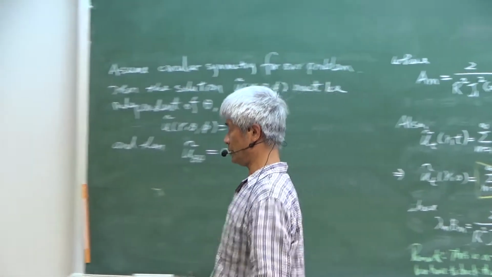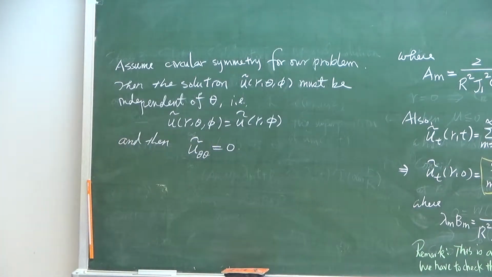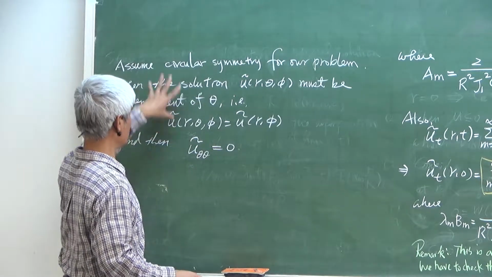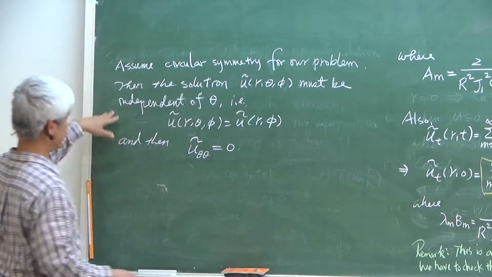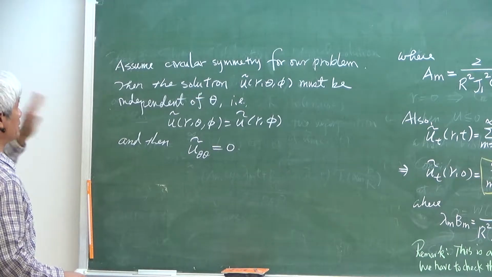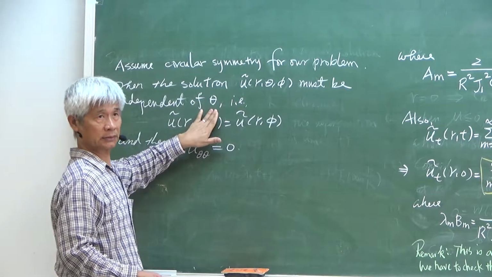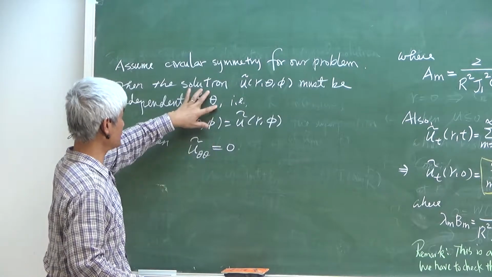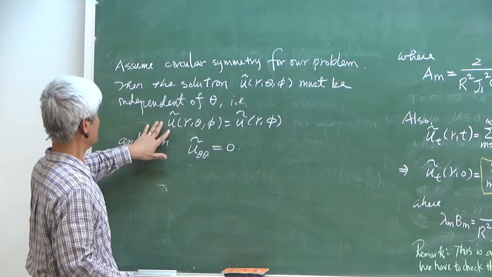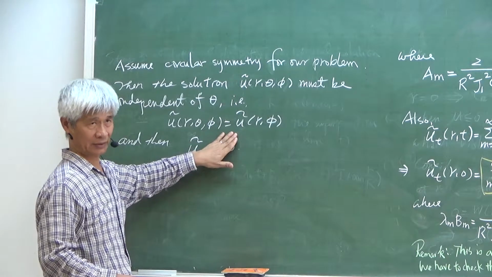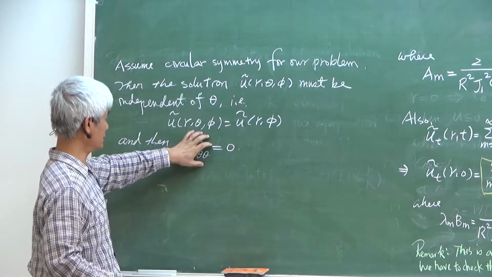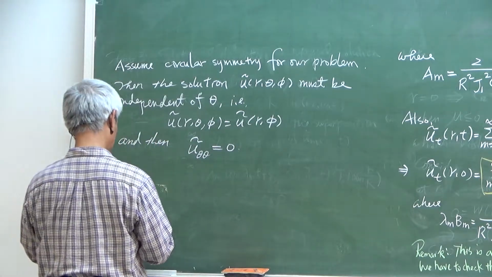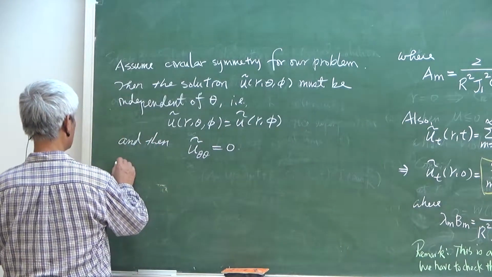So suppose we have a boundary problem, and also initial conditions, such that everything is independent of theta. Okay, so we have circular symmetry. Everything is independent of theta, and so the solution must be independent of theta too, and so this partial derivative is equal to 0.